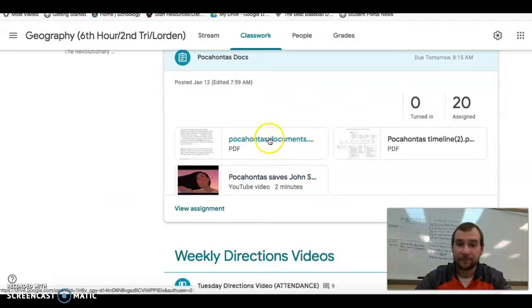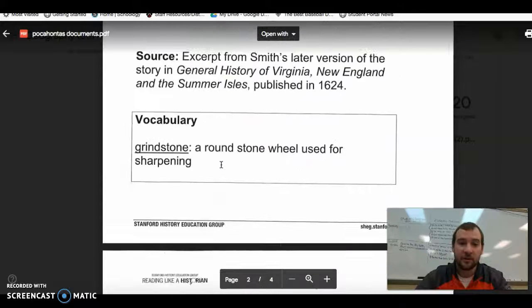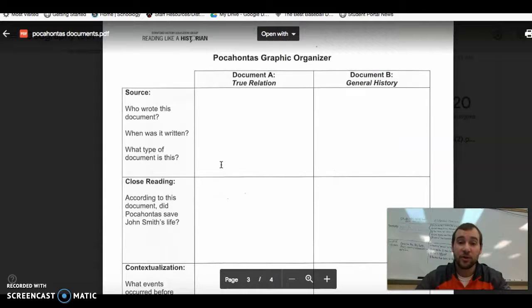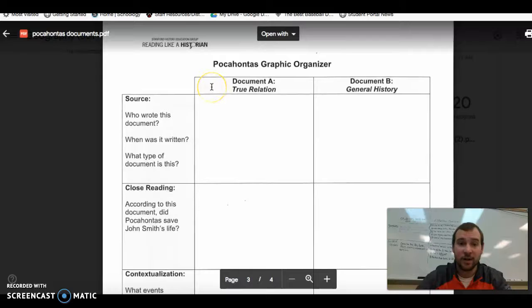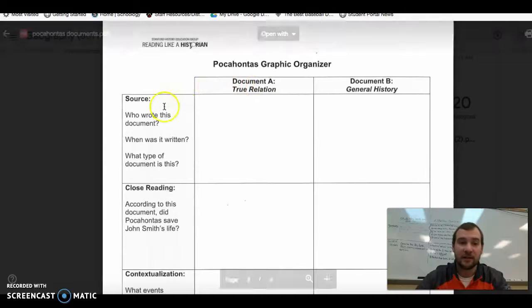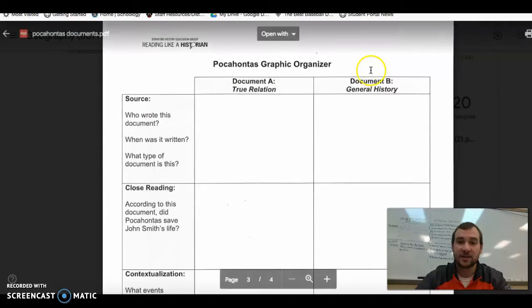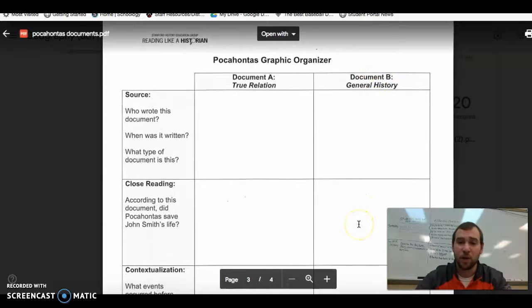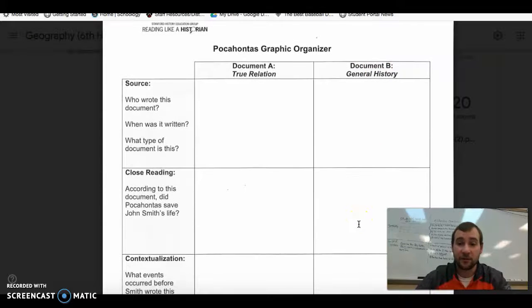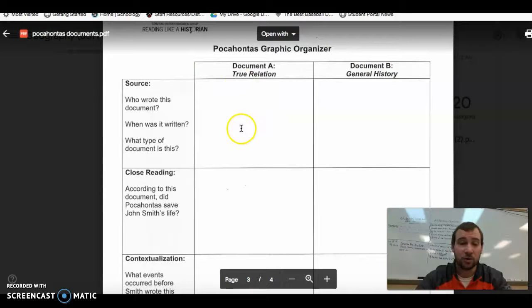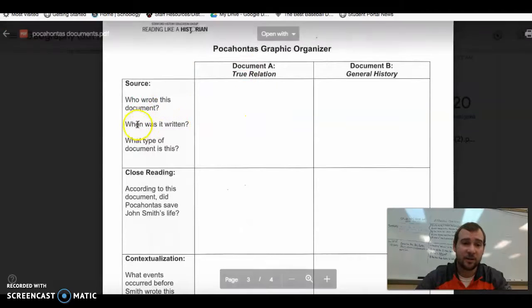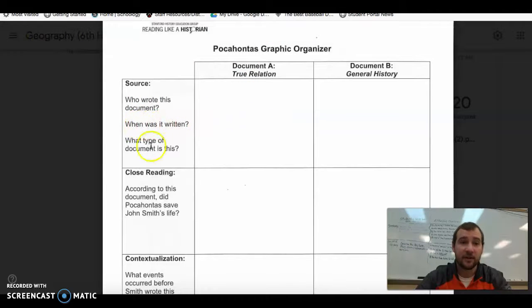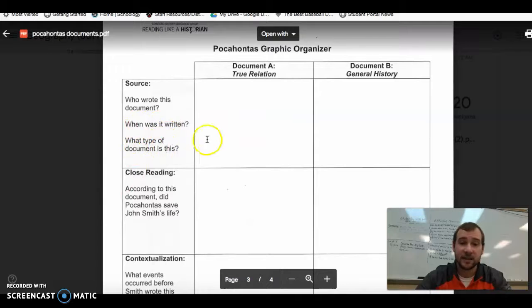Once we've done that, we go down here and fill out this little organizer. You can set this up on your Google Docs any way you want. You could just do document A and then have these questions answered, and then have a document B part below it or beside it. Or you can even make this chart with Google tables. So we'll answer these questions. Who wrote the document? John Smith. When was it written? 1608. What type of document is this? It's an excerpt from a book. So that's how you do document A. I'll let you guys do document B on your own.